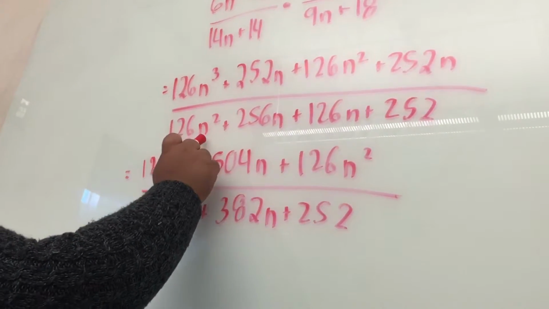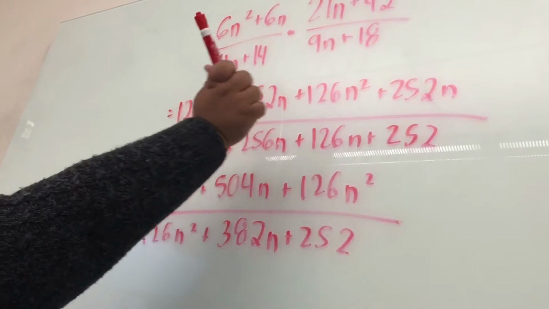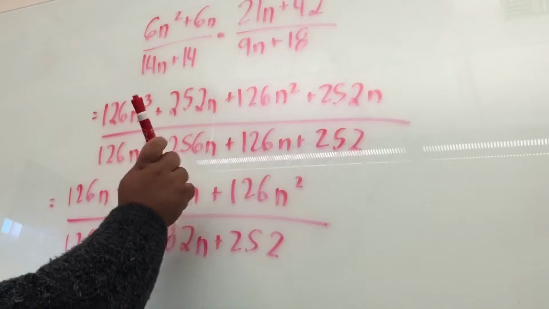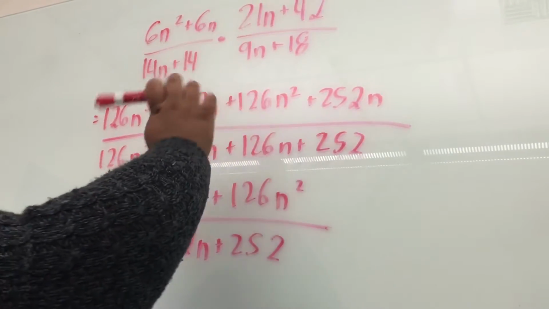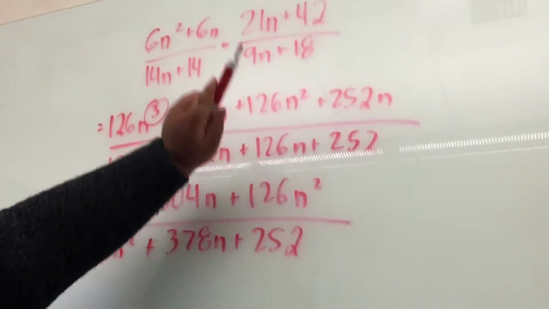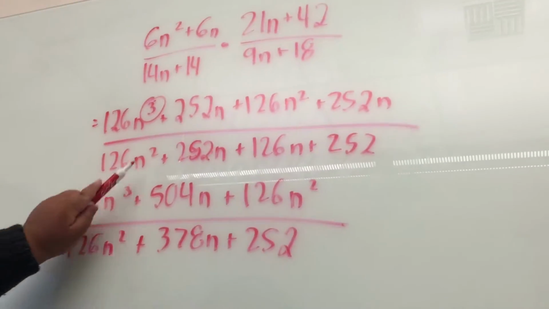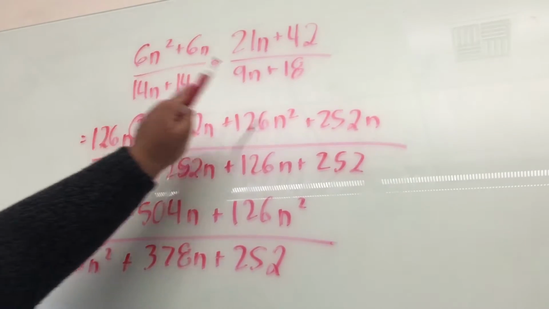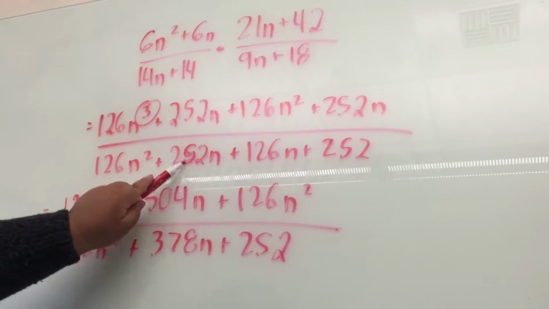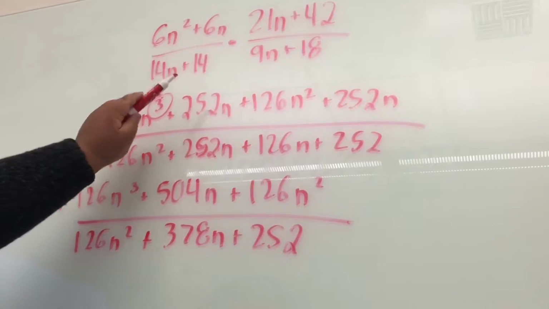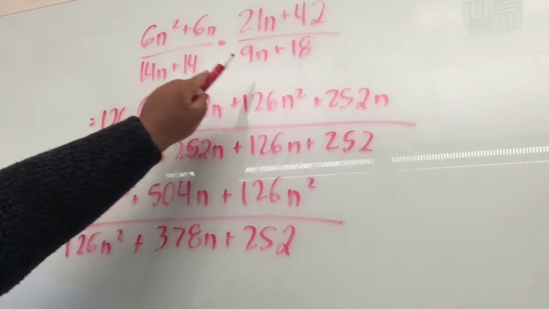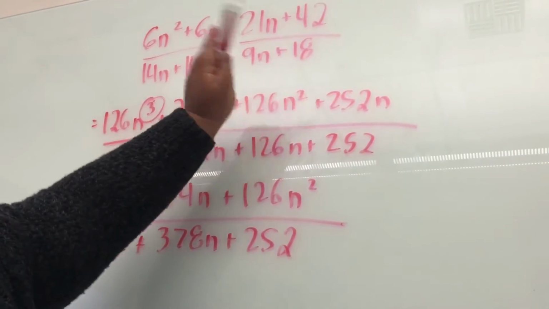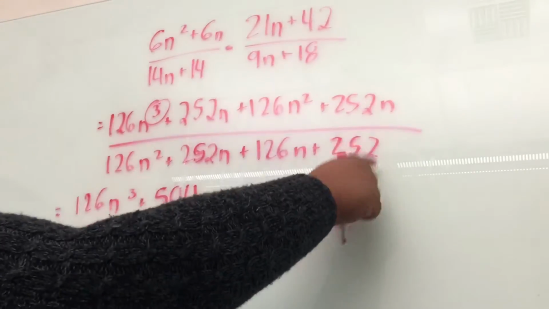So 126n squared, we got that because 14n times 9n, and n squared because there's two n's. Then we're going to move on to 14n times 18, which is 252n because there's only one n. Then same thing, 14 times 9n gives us 126n. Then 14 times 18 leaves us with 252.